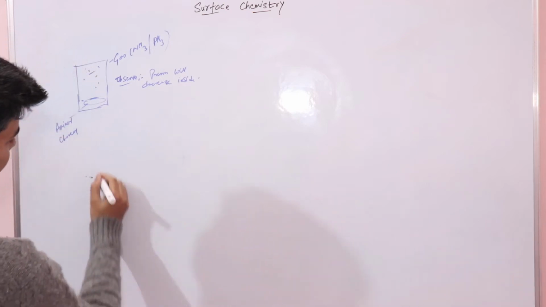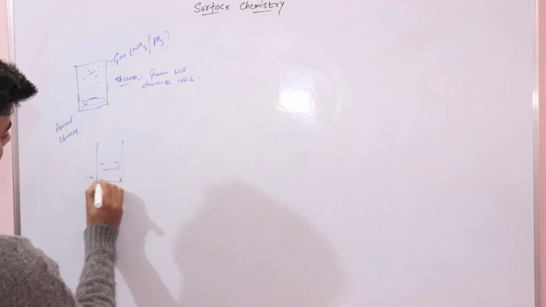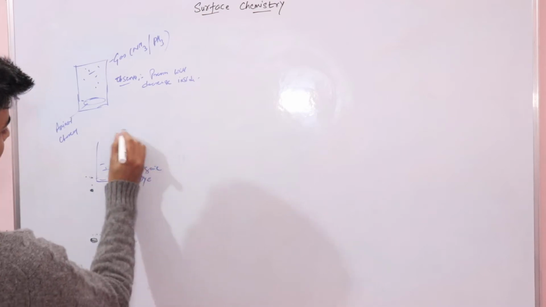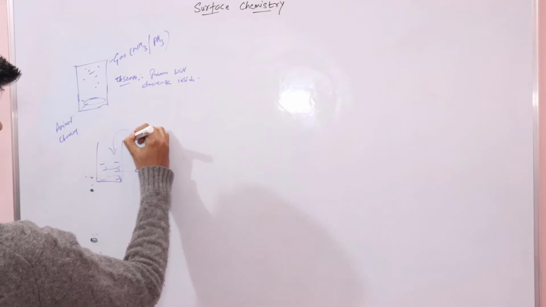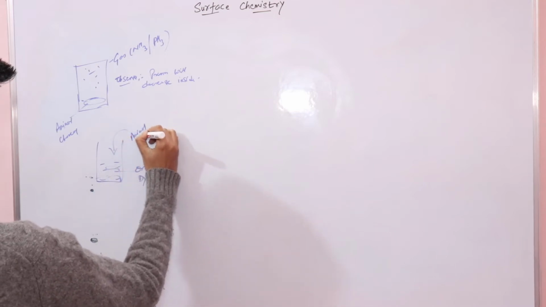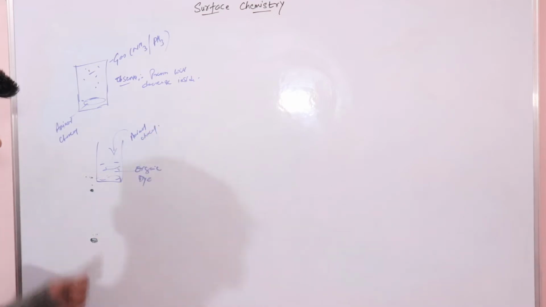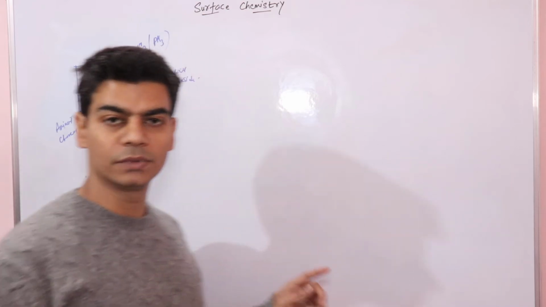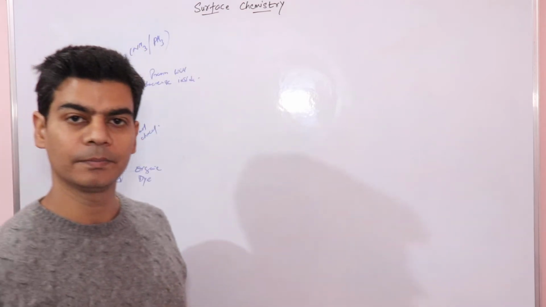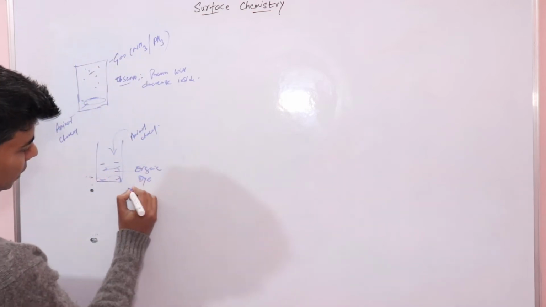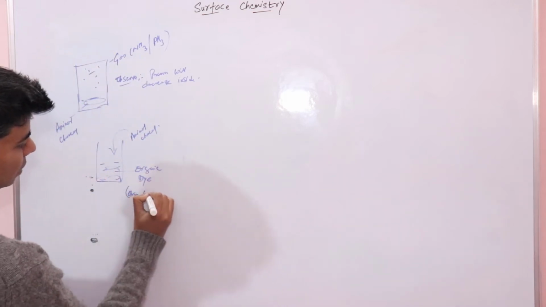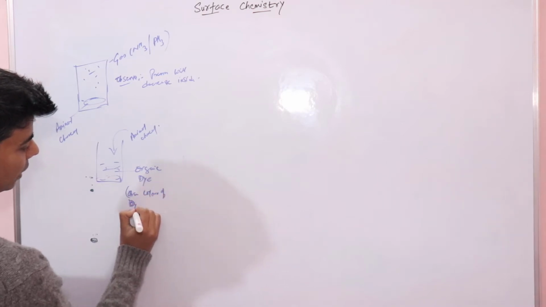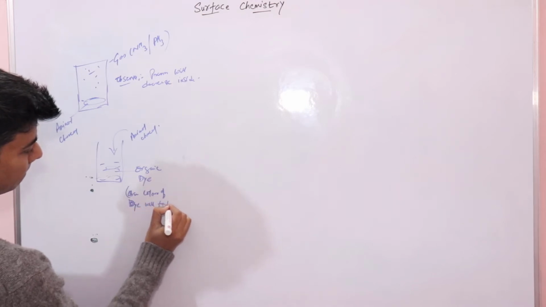Similarly, let's take another example. If you take a solution of an organic dye, and if you add to this organic dye some animal charcoal, you will notice that the intensity of the color of this organic dye will decrease in some time. So here the observation is the color of the dye will fade.